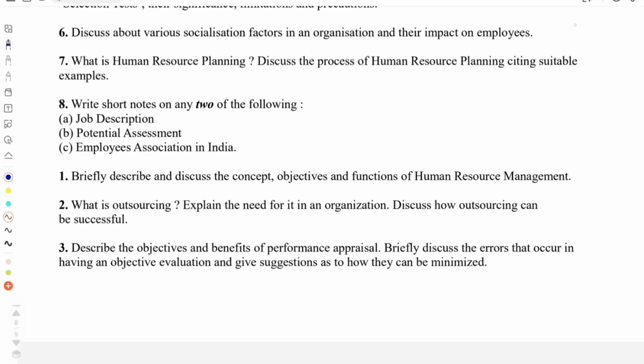Now describe and discuss the concept, objectives and functions of human resource management. We've already done that. What is outsourcing? Explain the need for it in an organization. Discuss how outsourcing can be successful.